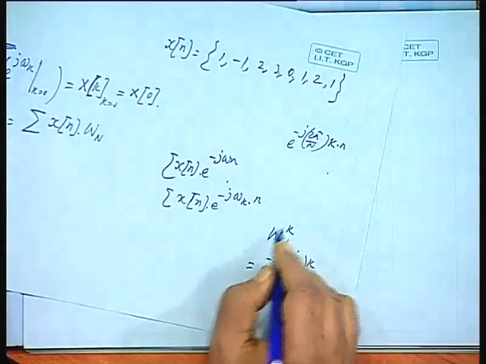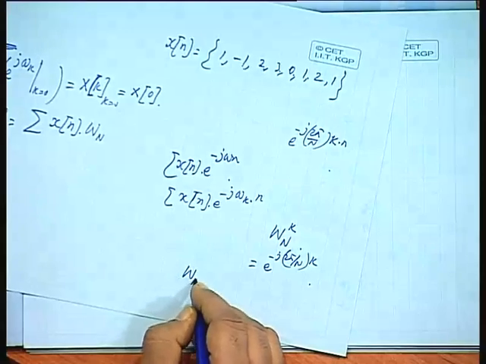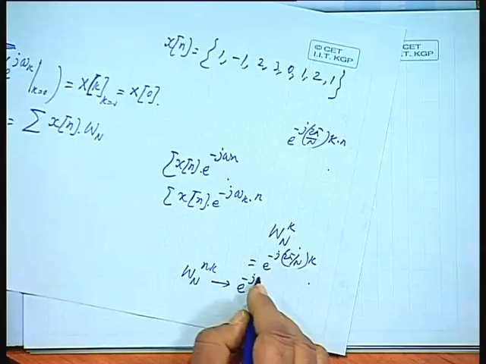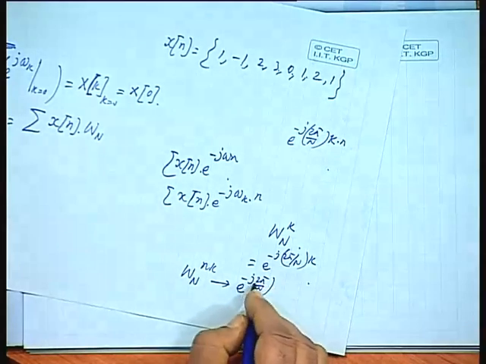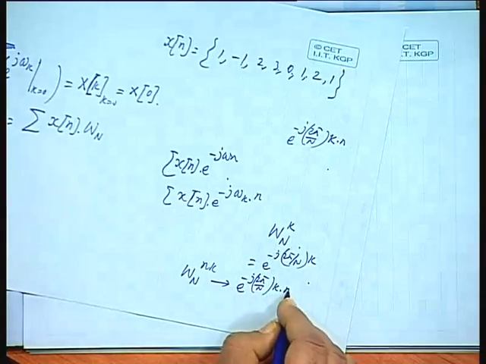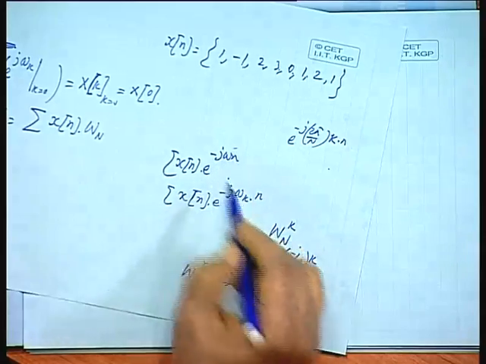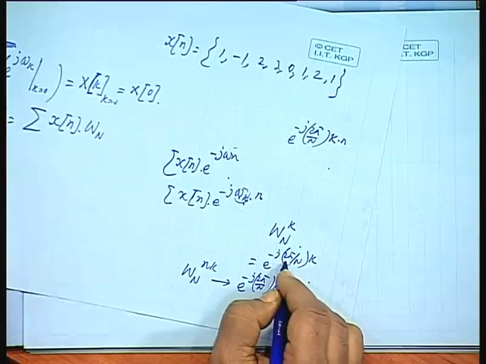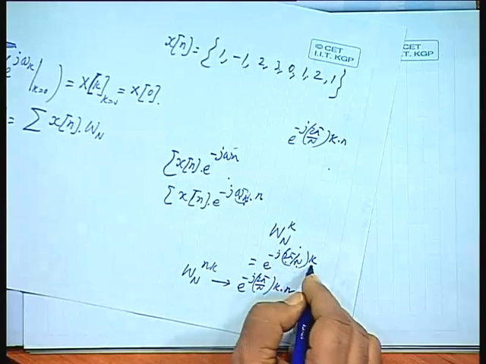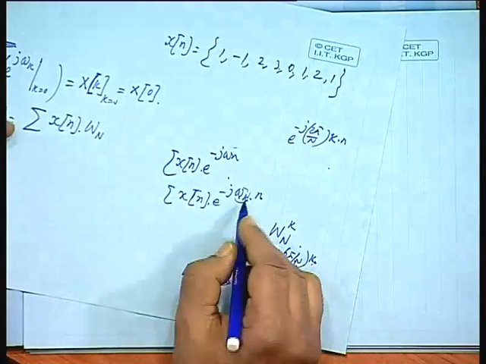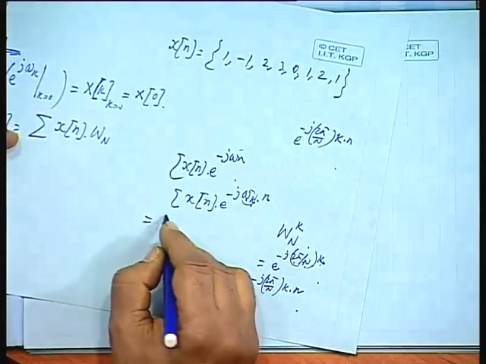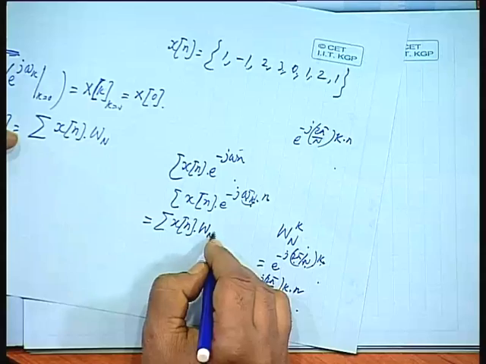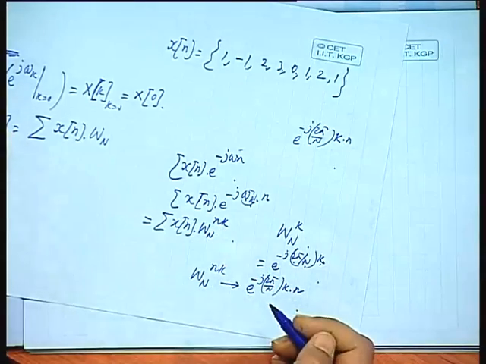So, if you substitute here, W_N to the power nk, which means e to the power minus j 2 pi by N into k into n. So, basically this reduces to w_k into n, and w_k is nothing but e to the power minus j 2 pi by N into k, okay, this small w. So, this is x[n] W_N^{nk}, is that okay?